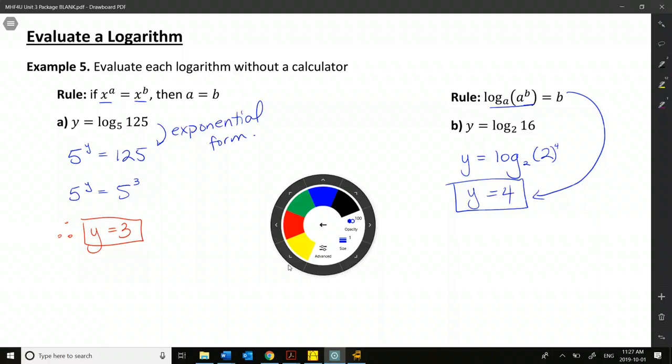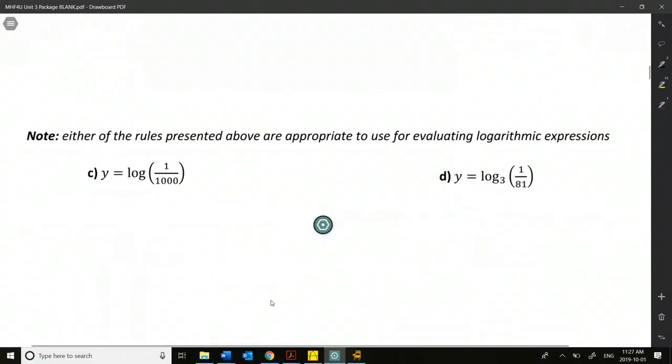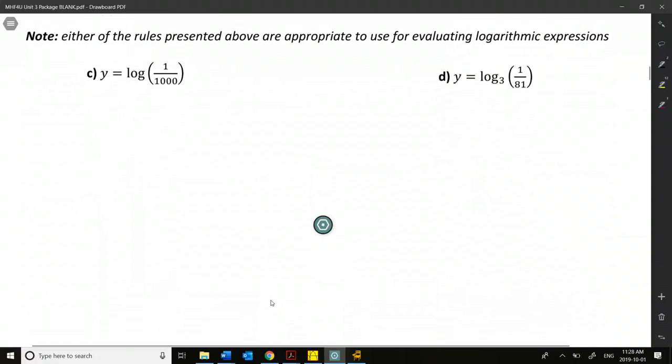Okay, and I'm just using this rule in order to solve that. If I can express with the same base as the logarithm, I'll just have my answer equal to the exponent. So this works when I can create like bases. If I can't, I'll need a calculator to help me with it. Okay, so we're just going to practice with those rules above. I'll show you each one of them.